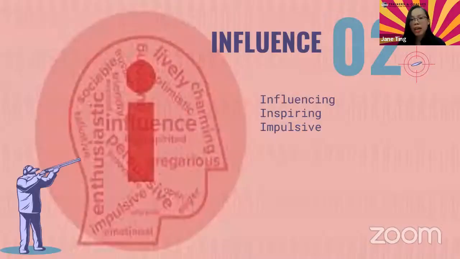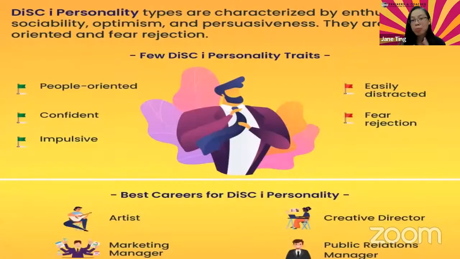So let us see another type, which is influence, I. This group of people are more inspiring and impulsive. They are more people-oriented. They are confident. Unlike the D type, who are more task-oriented, they see tasks, they get energy, they want to complete them. And this one, they see a group of people, they are very happy. The drawback is that they're easily distracted, because with too many people around, they're happy and they might get sidetracked. They also have a fear of rejection. They're scared that people don't like them. So that's why they always present themselves as very energetic in front of a lot of people.